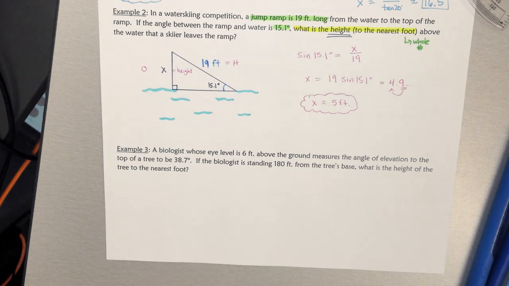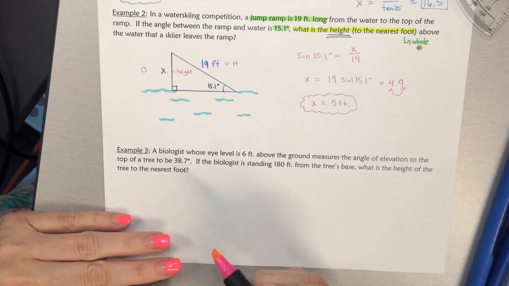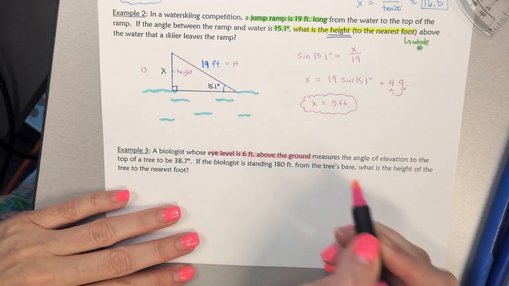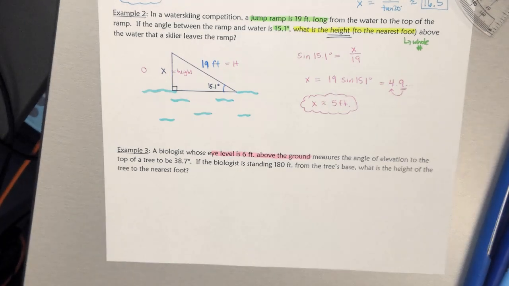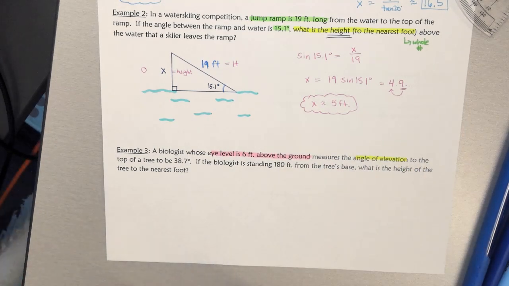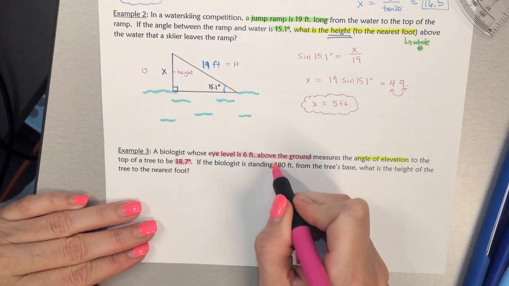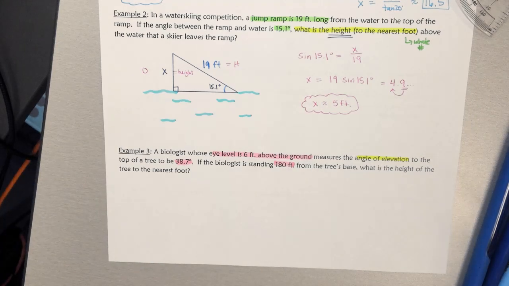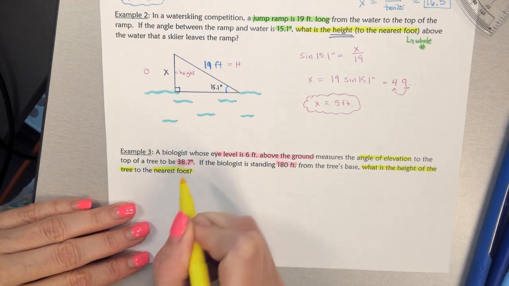Alright, and then example 3 is about a biologist whose eye level is 6 feet above the ground, and the biologist measures the angle of elevation to the top of a tree to be 38.7 degrees. If the biologist is standing 180 feet from the tree's base, what is the height of the tree to the nearest foot?